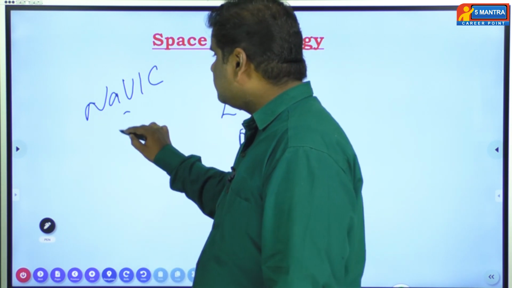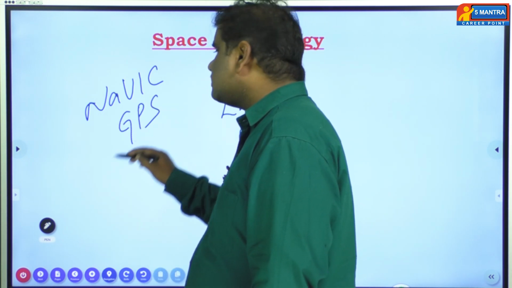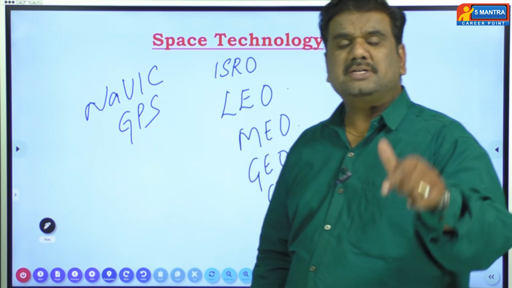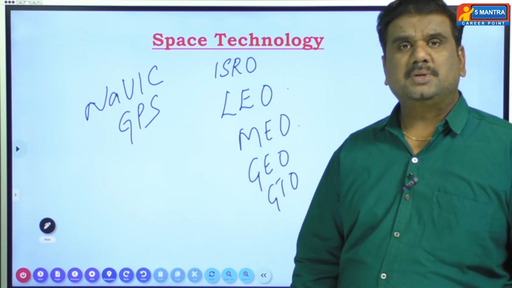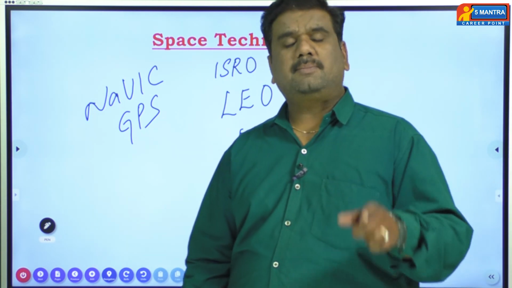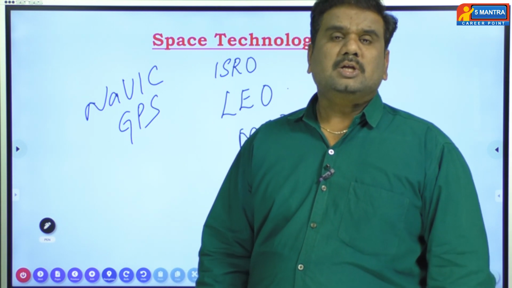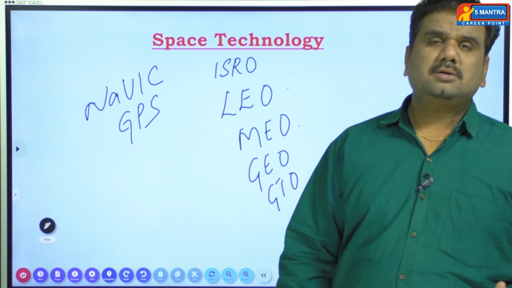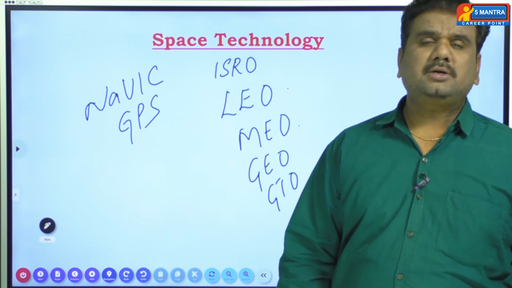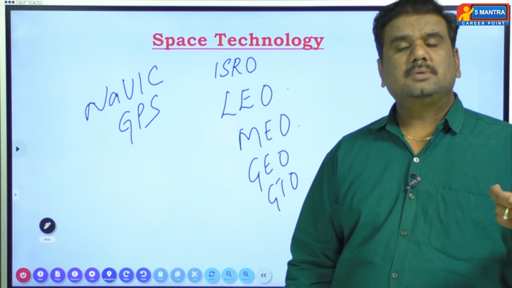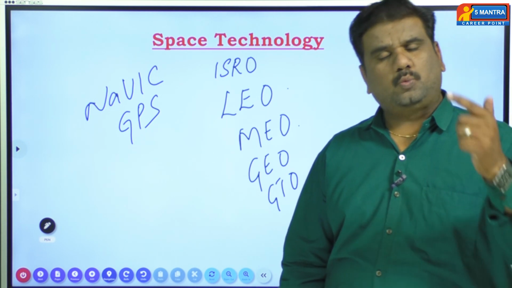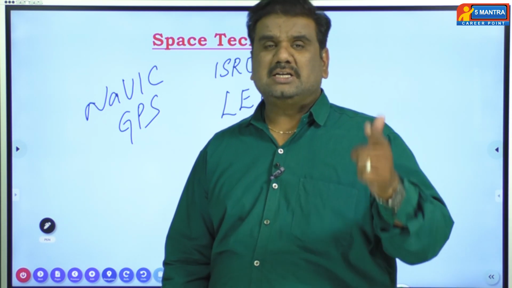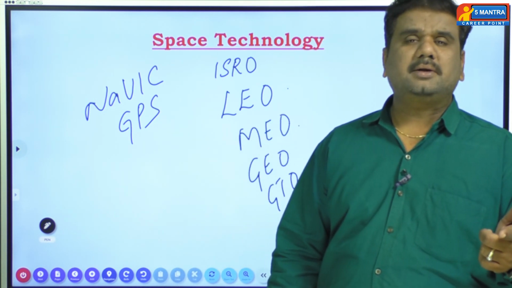So what is the difference between NavIC and GPS? Now we know that GPS is one particular navigation system which is designed and developed by NASA. So which one is more accurate? Whether GPS is accurate? Whether NavIC is accurate? If so, why? If at all you are saying GPS is accurate, what is the reason? If at all you are saying NavIC is more accurate, what is the reason behind it?